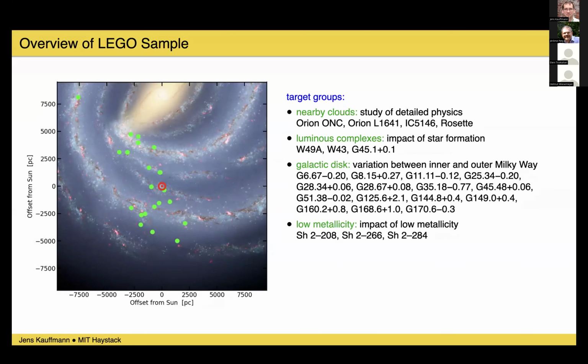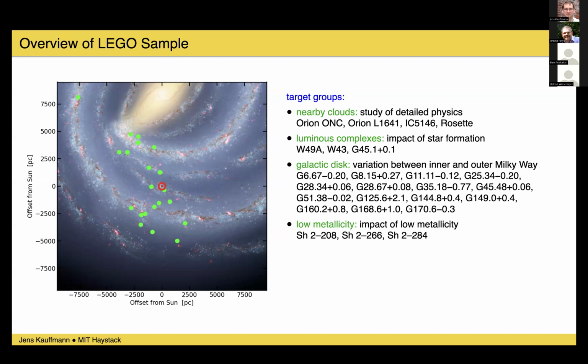This is an overview of the sample. There are 4 target groups, 4 nearby clouds, which we study to essentially establish at a very high physical resolution the physics of line emission, similar again to what the Orion B project of Jerome tries to do, respectively, the DAOISM project.